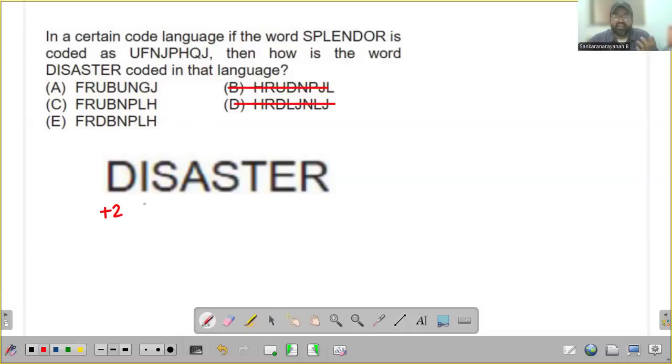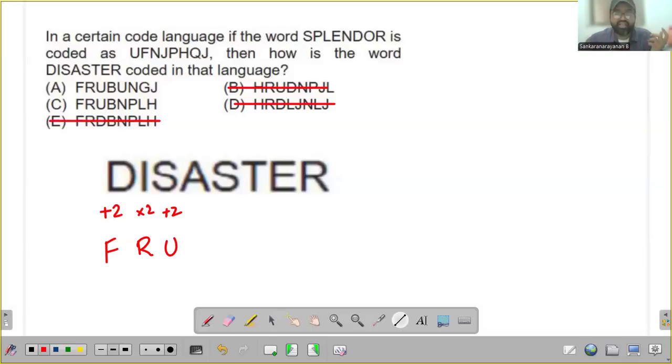I is 9. 9 into 2 is 18. What is 18? I can see that 18 is nothing but O, P, Q, R. It should be R. Okay. So I can see that it is FR. And you can see everywhere it is FR only. Now you can see S plus 2, S, T, U. FRU it will work. So that helps me to eliminate option E. It is FRD in option E, but it has to be FRU.